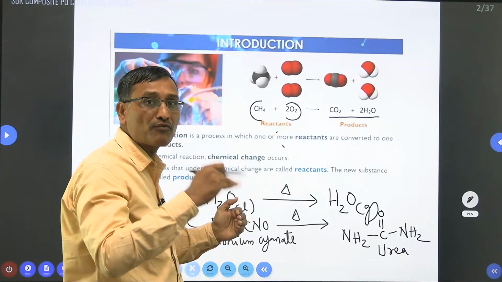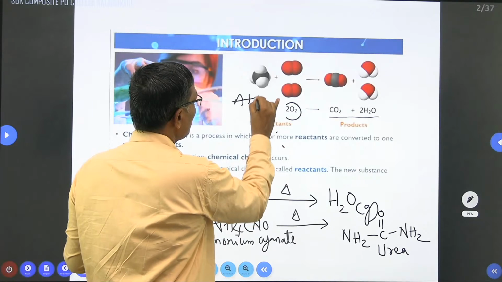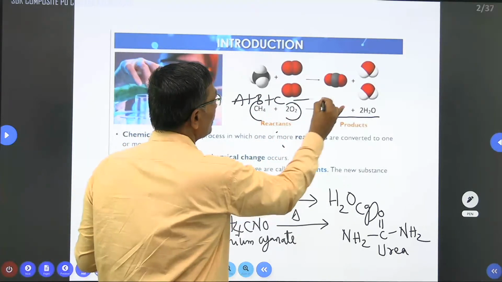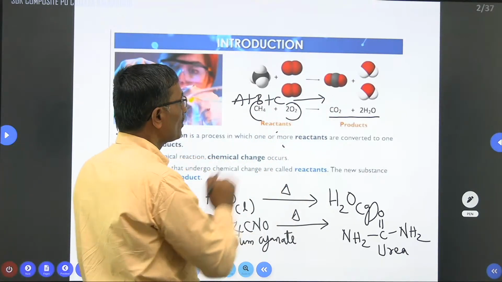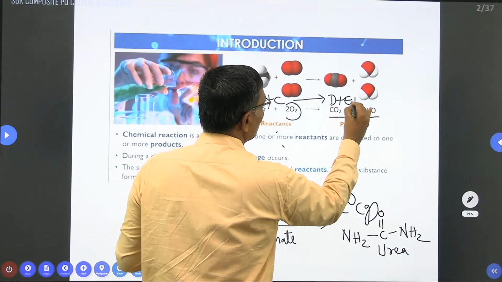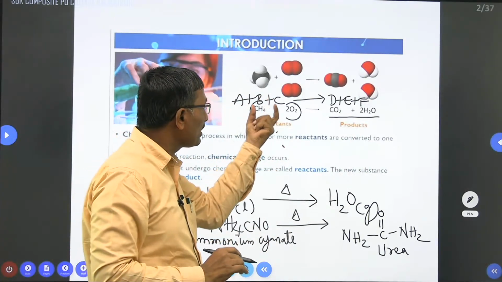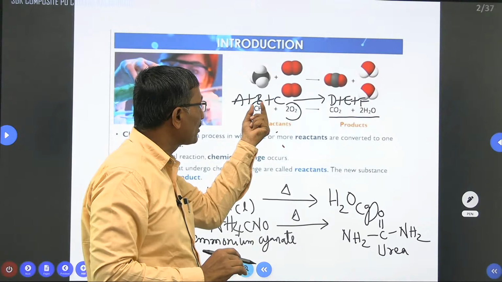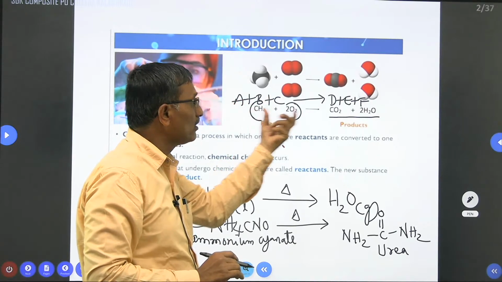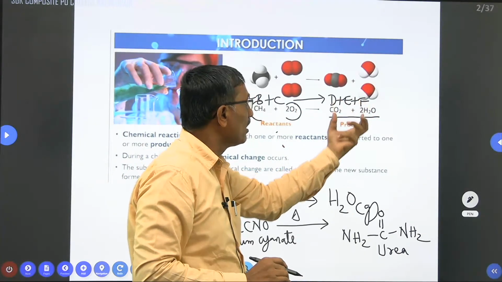If there are more reactants, generally we can take A plus B plus C. These are the reactants. Assume now. The product, even, I can take D plus E plus F, students. Is it correct? Therefore, between the reactants, they are separated by a plus sign. Even between the products also we use a plus sign.